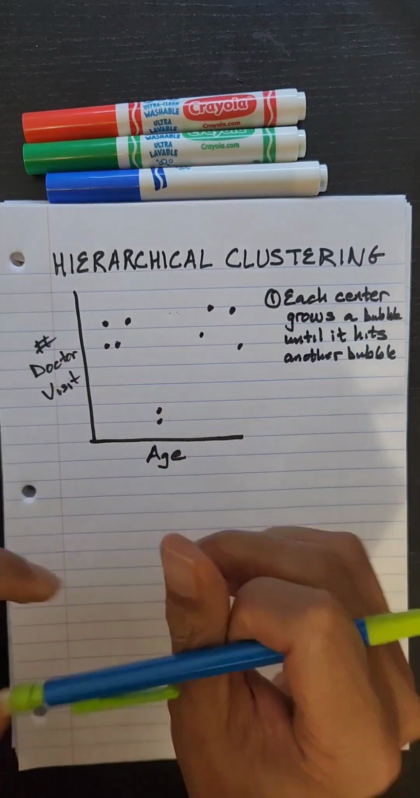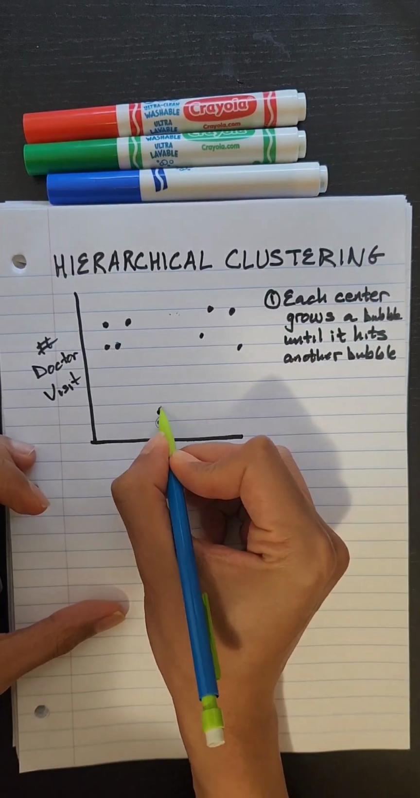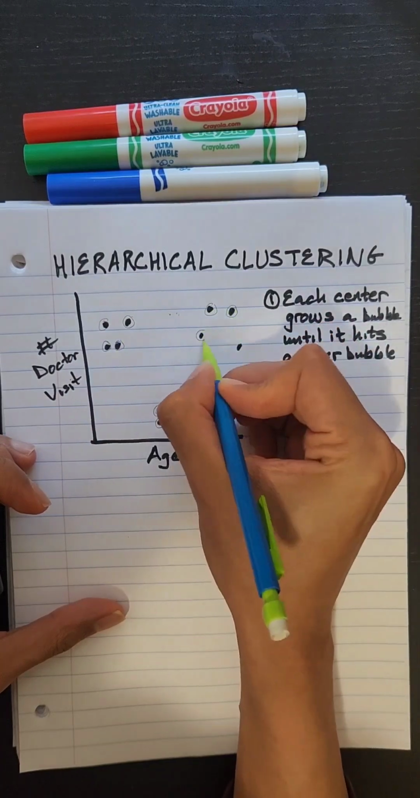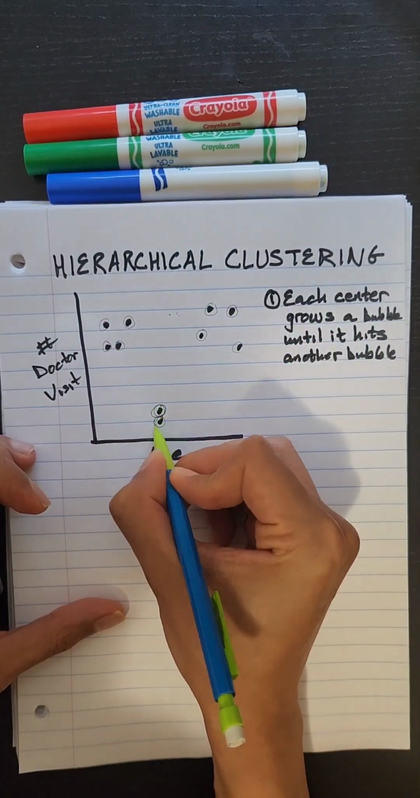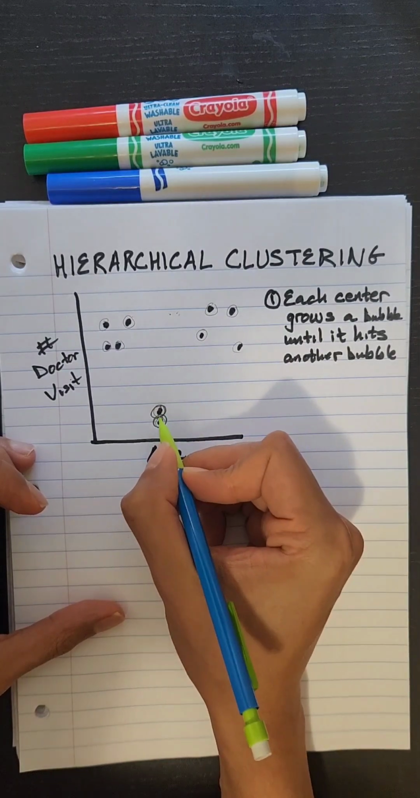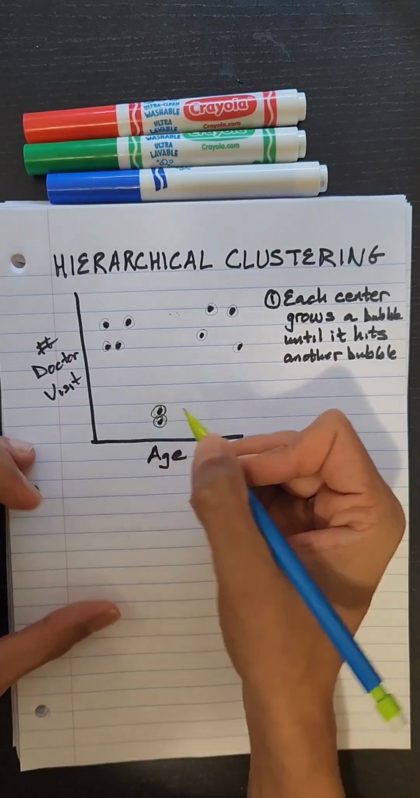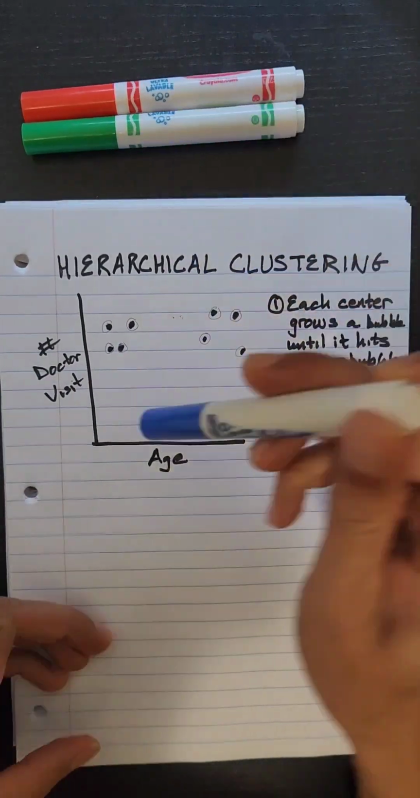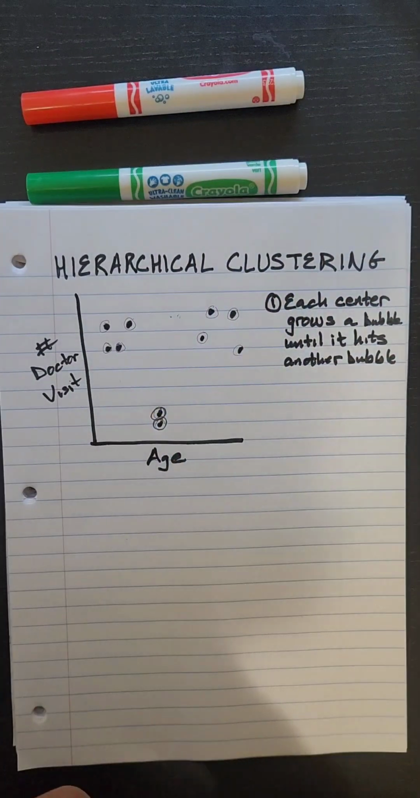So what does that look like? It's starting to grow a bubble, everyone's growing bubbles simultaneously. And it's growing, boom, these two hit each other. Once they hit each other, it's like, hey, you're super close to me, I think we're super similar, let's belong in the same cluster. So, since these two hit each other first, let's put them in the same cluster.